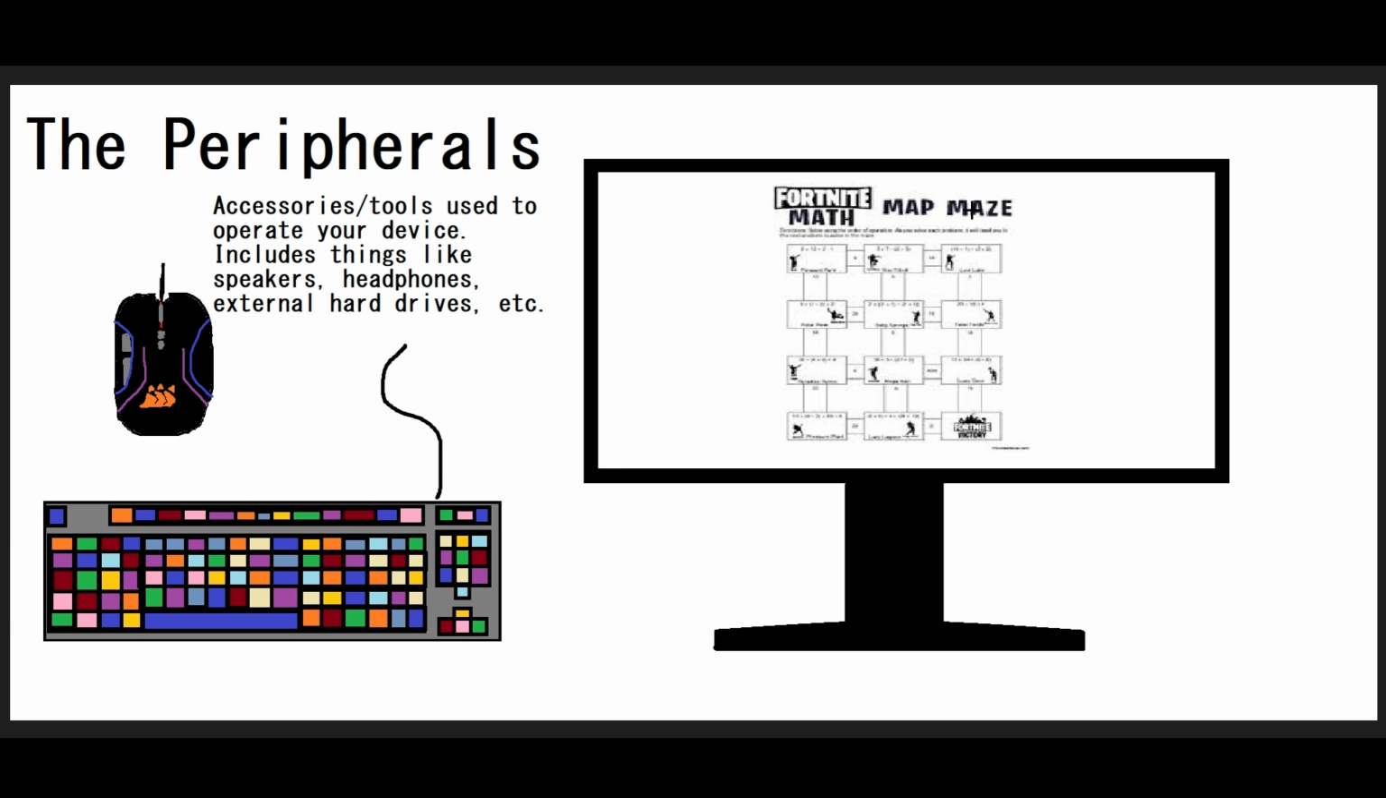These are the accessories or tools used to operate the device, usually a computer. It includes things like speakers, headphones, external hard drives, and more. Obviously, I put the most important things like the mouse, keyboard, and monitor there for you. That is pretty much all there is to peripherals. They're just the tools that are used to manipulate the device outside of the hardware.